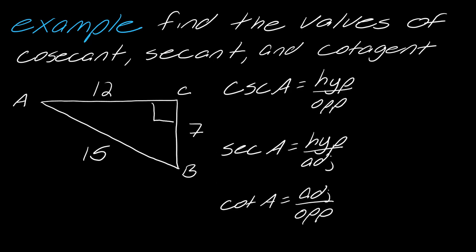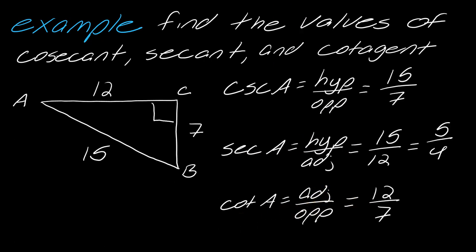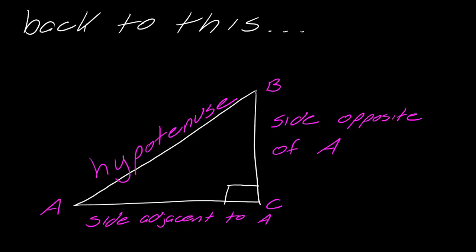Okay, so cosecant of A is going to be hypotenuse over opposite, secant of A is going to be hypotenuse over adjacent, and cotangent of A is going to be adjacent over opposite side. So I'll just show you what the numerical answers come out to. Of course, you're flipping everything from the previous example. Okay, so one other thing I want to talk about. Let's go back to this picture here, okay?